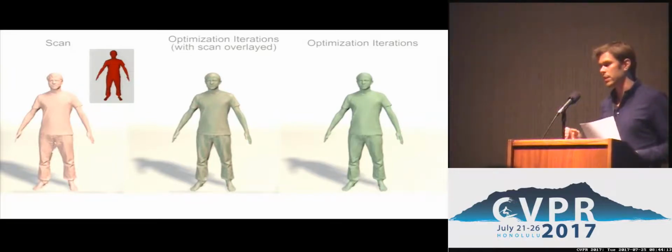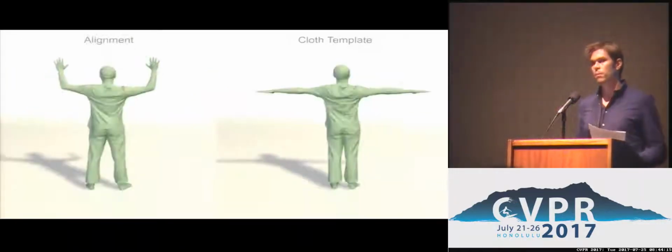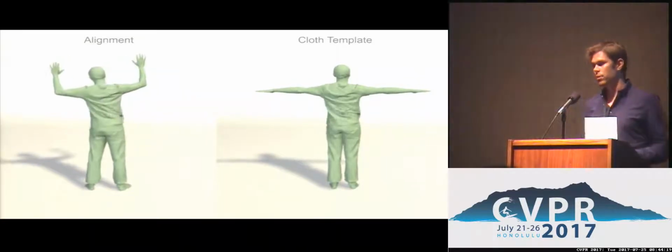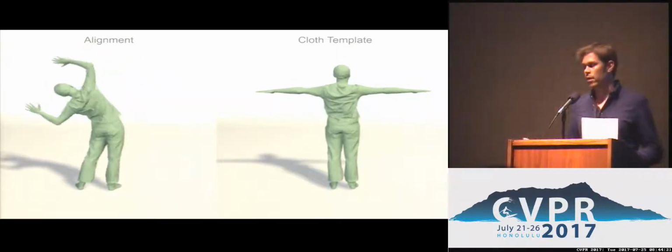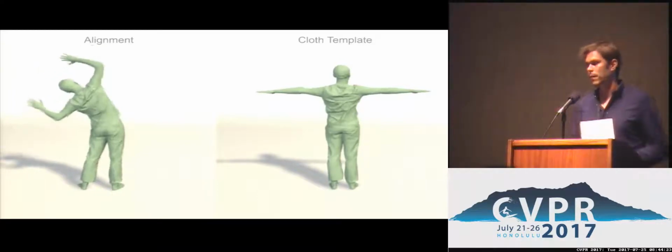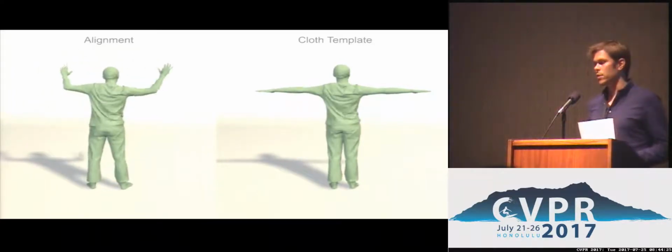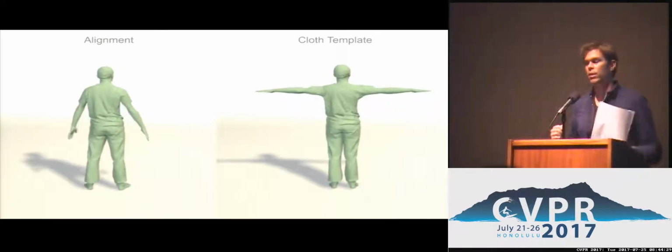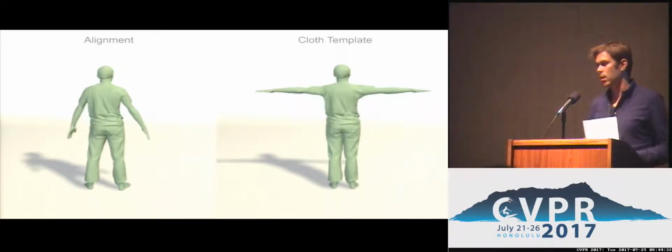Because this free-form surface is coupled to the body model, we can decompose the motion into cloth dynamics and pose. Here on the left, you see the registrations, and on the right, you see the effect of the cloth dynamics, or what we call the cloth template. One of the key observations of this work is that as we move, the clothing will place new, different constraints on the body shape. This can be clearly seen on the cloth template.